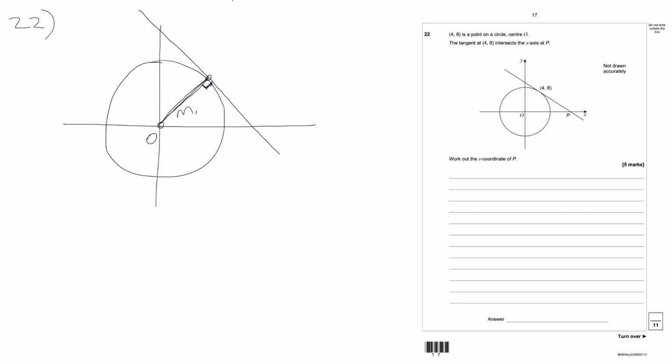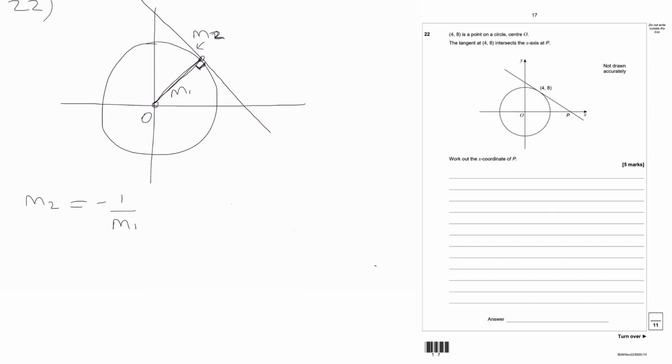The relationship between m1 and what I'm going to call m2, which is the gradient of the straight line, given that they're at a right angle to each other, or perpendicular, is that m2 is going to be equal to minus 1 over m1. This is just a rule that you need to know about the gradients of perpendicular lines. Given that we know the origin coordinates and the point at which the line intersects the circle, we can work out the gradient m1.